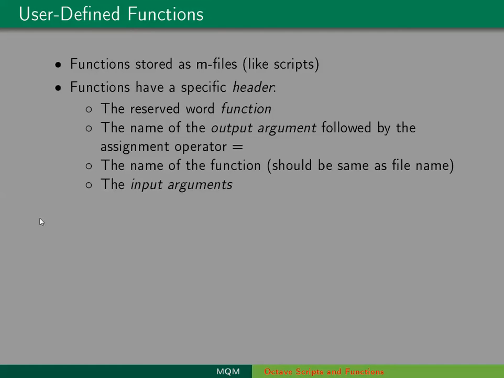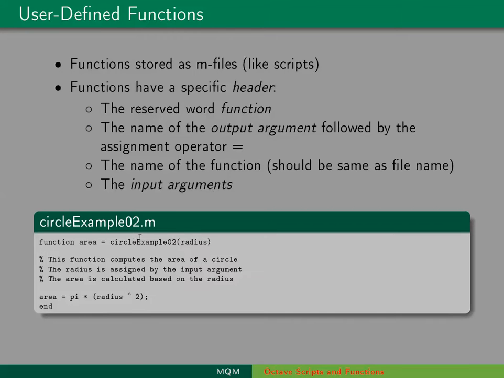So you start off with the word function, and then you provide the name of the output argument, and then the assignment operator, the name of the function, which should be the same as the file name, and then the input arguments. So the beginning of a function contains this word, output argument, assignment operator, the name of the function, and input arguments.